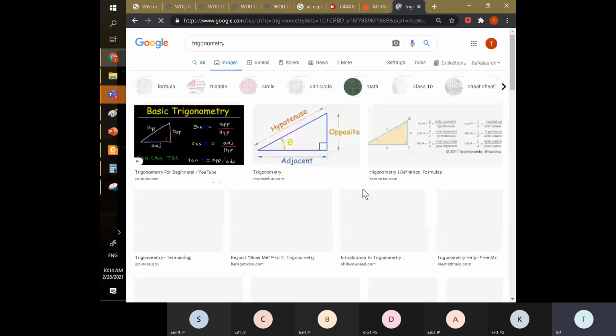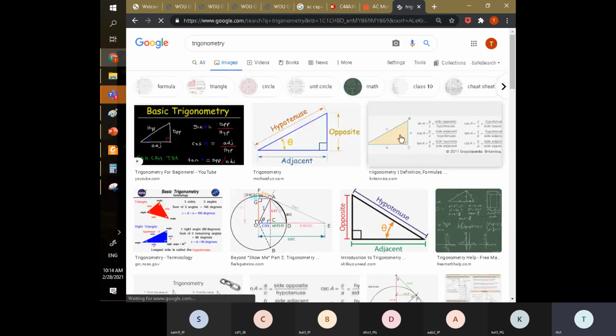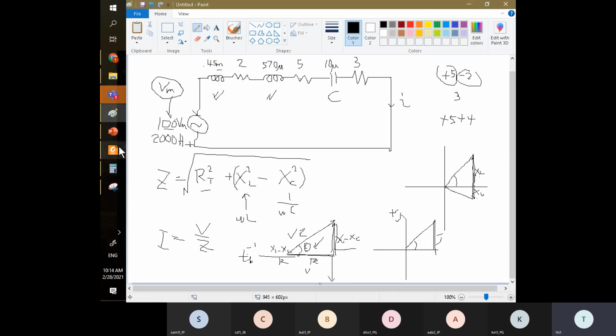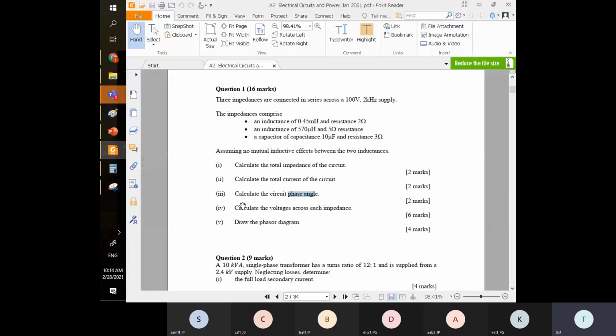Yeah. Tangent is A over B, right? A over B is tangent. To find the angle, it is the reverse tangent, okay? All right, now I already showed you part 3.